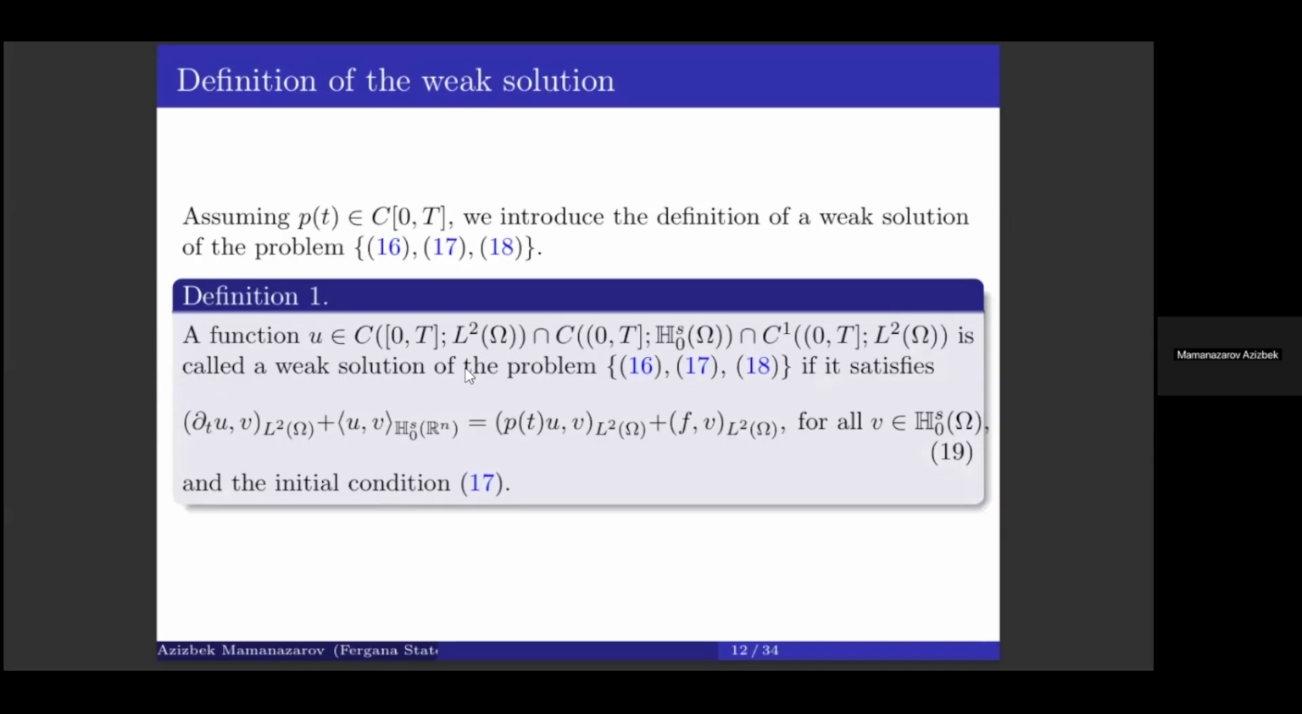Assuming the coefficient p of t of the equation is a continuous function, we introduce the definition of the weak solution of our problem 16, 17, 18. We call a function u a weak solution of the problem if it belongs to these types of spaces, and it satisfies equality 19 for all functions from the space H0^S, and also u should satisfy the initial condition 17.